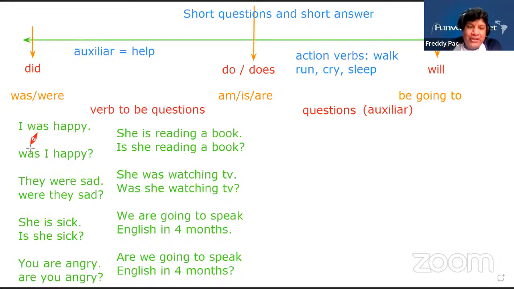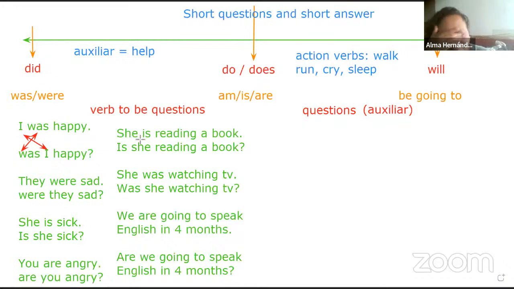I put the verb to be first, and the personal pronoun I put later. I only changed that. I didn't do anything else with the sentence, and I did the same in all of the sentences. Look, they were sad. I put the verb to be first: were they sad? I was just changing the order. She is sick. I put the verb to be first: is she sick?